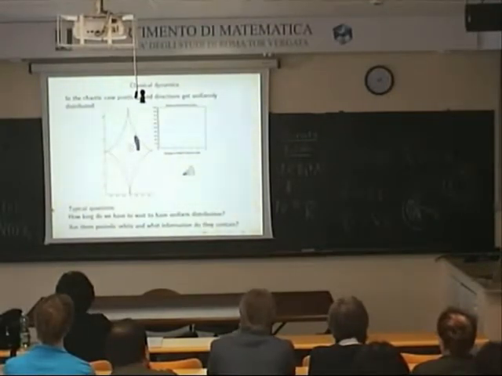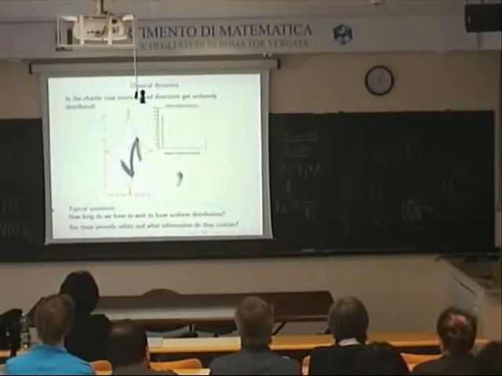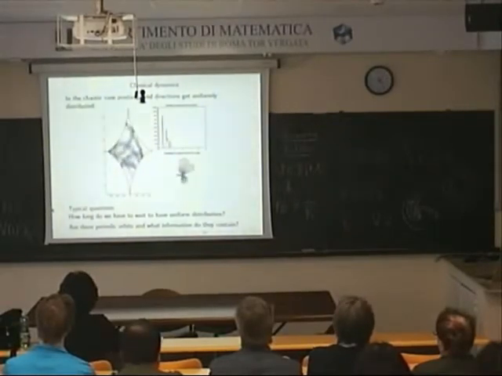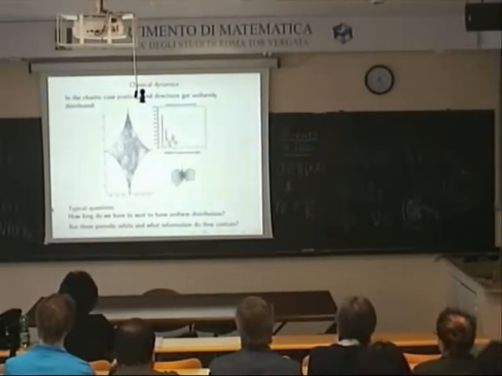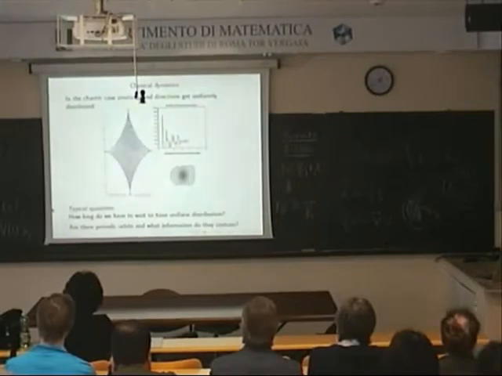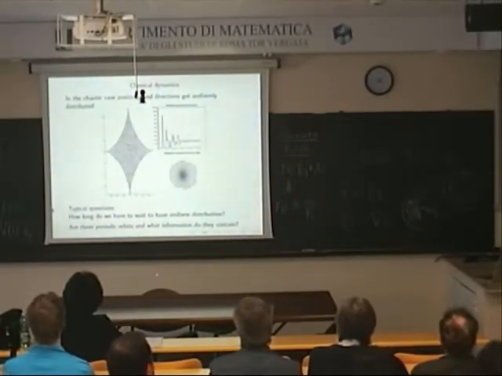So now let's go back to classical mechanics. I remind you of this picture, in which you have this billiard where the flow is chaotic, and you get equidistribution. The typical questions one asks in dynamical systems, which will hopefully be confirmed by Professor Liverani here, are, for instance, how long do we have to wait before we achieve uniform distribution? That's an interesting question. And the other question is, are there periodic orbits, and what information do they contain?